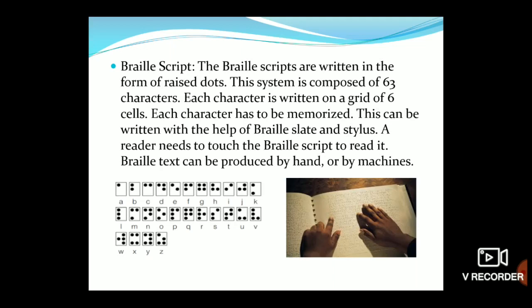So you can see this in your textbook on page number 206 under Do You Know. It is clearly given that the Braille characters make up the letters of the alphabet, with patterns of dots used to represent letters of the English alphabet. It is clearly shown on textbook page number 206, and these characters must be memorized, and Braille text can be produced by hand or by machines.